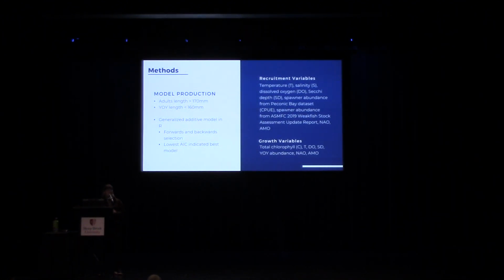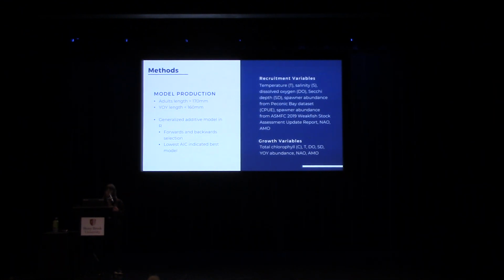So, in order to evaluate weakfish recruitment and growth and to explore the potential drivers of recruitment and growth, I produced GAM models. First, we separated the data set into adult lengths and young of the year lengths, with adults being greater than 170 millimeters and young of the year being less than 160 millimeters. Then I used the GAM package in R to create the generalized additive models using forwards and backwards selection, and lowest AIC is how we picked the best model.